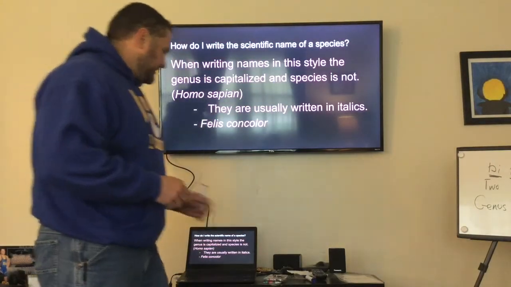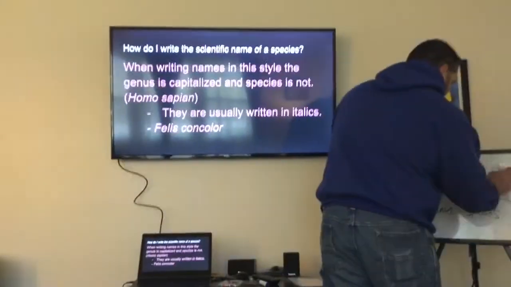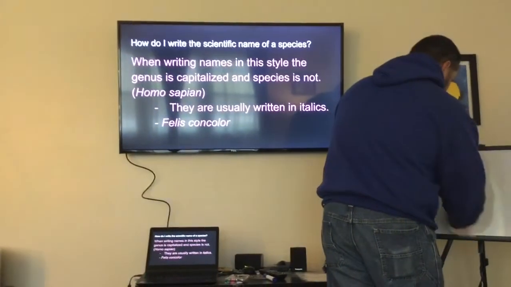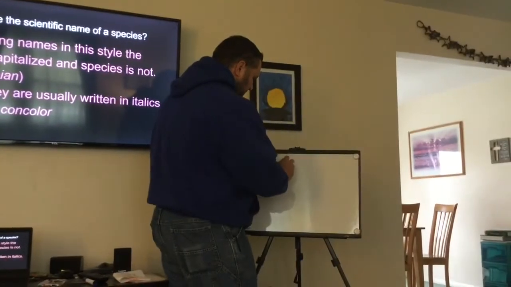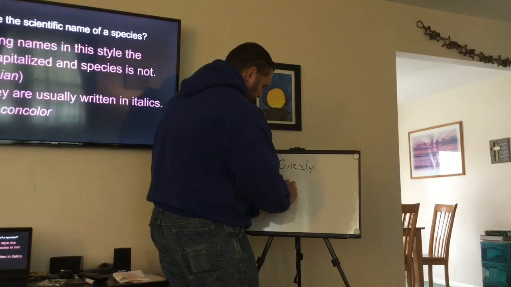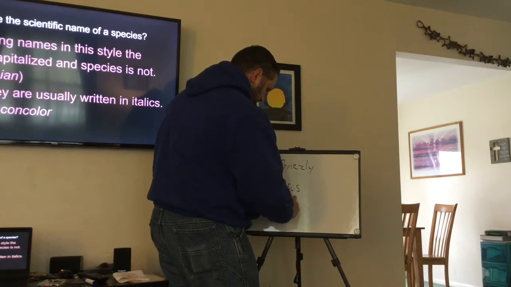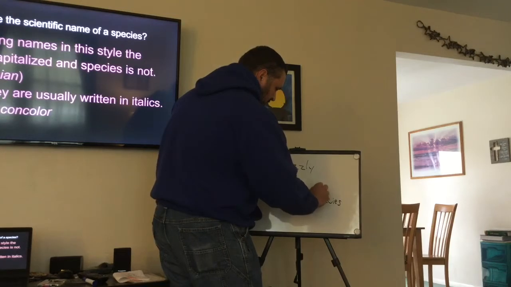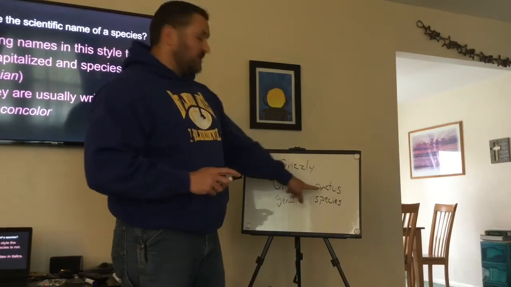How do you write the scientific name of a species? The first word is the genus. The second word is the species. You always capitalize the genus and you lowercase the species. So if you wanted to do a grizzly bear, the genus for all bears is Ursus. The species for a grizzly bear is Arctos, meaning bear of the Arctic.